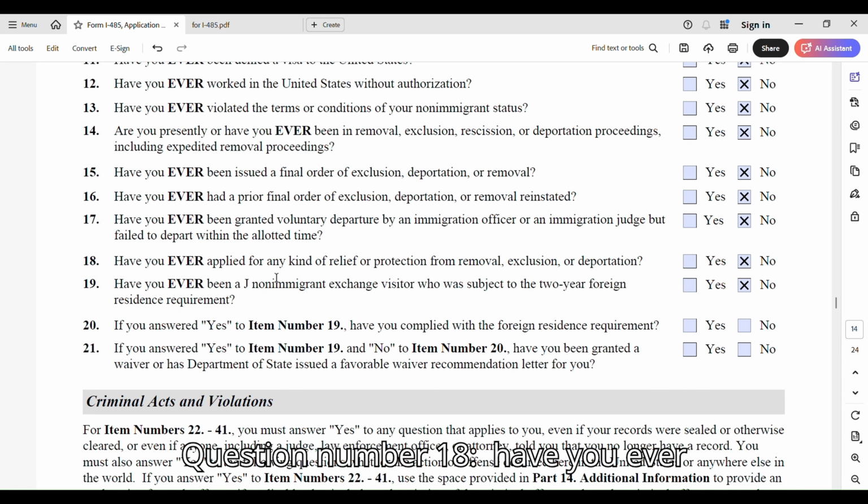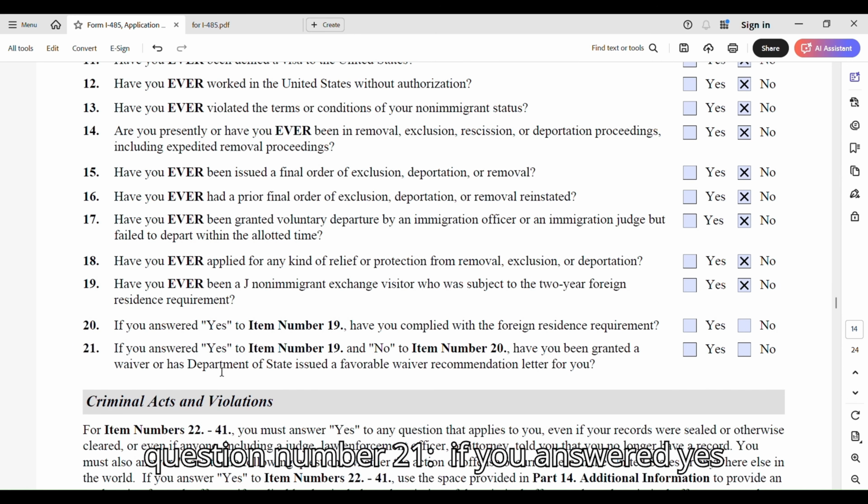Question number 18. Have you ever applied for any kind of relief or protection from removal, exclusion, or deportation? In my case, it is no. Question number 19. Have you ever been a J non-immigrant exchange visitor who was subject to the 2-year foreign residence requirement? In my case, it is no. Question number 20. If you answered yes to item number 19, have you complied with the foreign residence requirement? In my case, it does not apply to me. I answered no to 19.